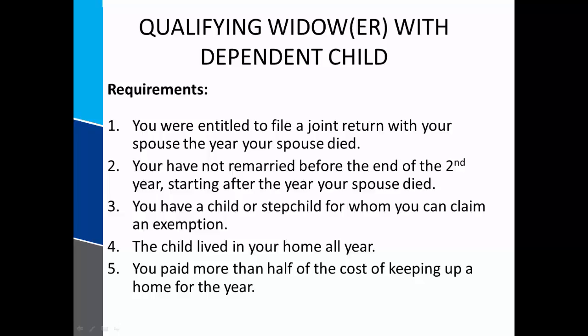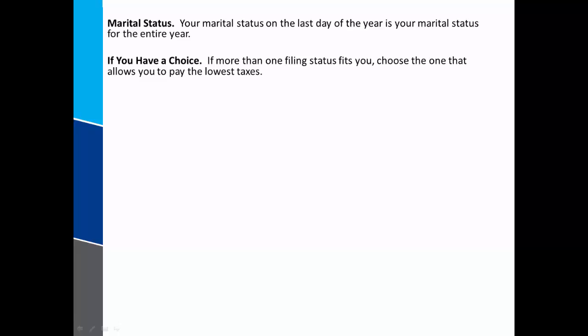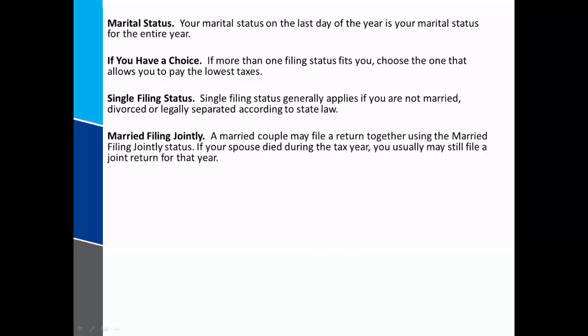You may find these 7 quick facts provided by the IRS helpful in choosing the best filing status. 1. Marital status. Your marital status on the last day of the year is your marital status for the entire year. 2. If you have a choice. If more than one filing status fits you, choose the one that allows you to pay the lowest taxes. 3. Single filing status. Single filing status generally applies if you are not married, divorced, or legally separated according to state law. 4. Married filing jointly.